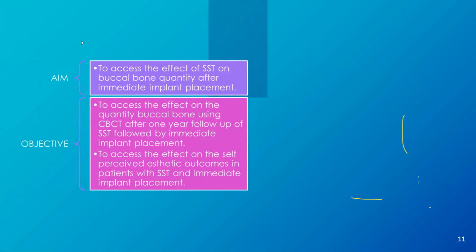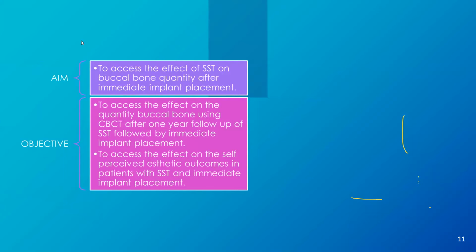Let's see this with an example. When I say socket shield technique, I want to assess the effect of socket shield technique on the buccal bone quality after immediate implant placement. It's a very basic statement, and it can be said this is the aim.